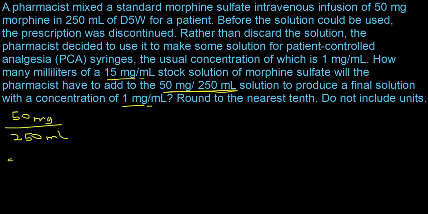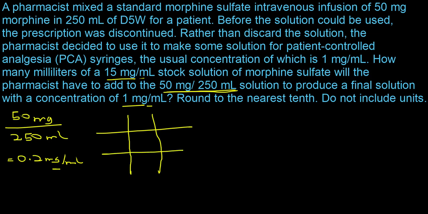And now that's equal to 0.2 milligrams per milliliter. So we've expressed all the concentrations in milligrams per milliliter, and since they are all in the same dimensions, we can use them in the alligation setup. So we can proceed with the alligation process. You can draw two vertical lines and two horizontal lines.